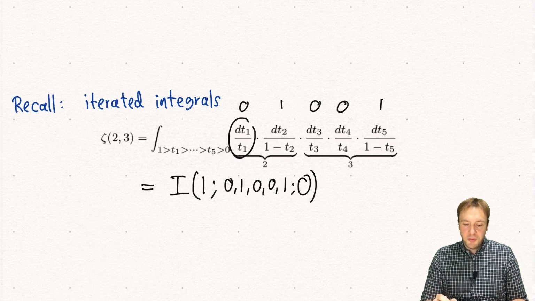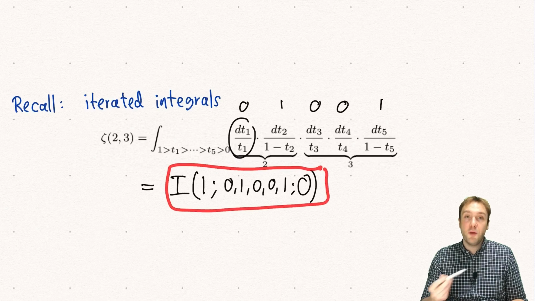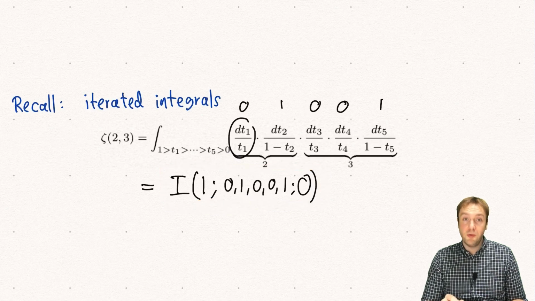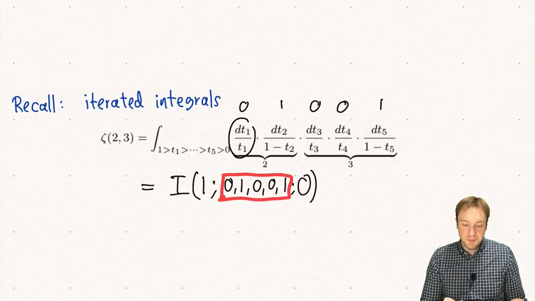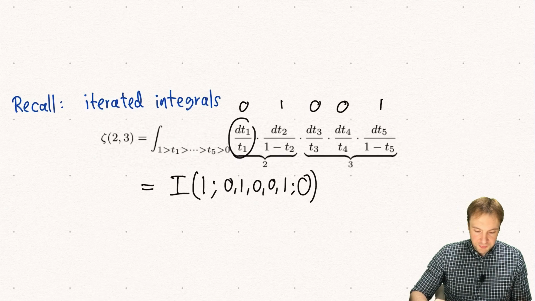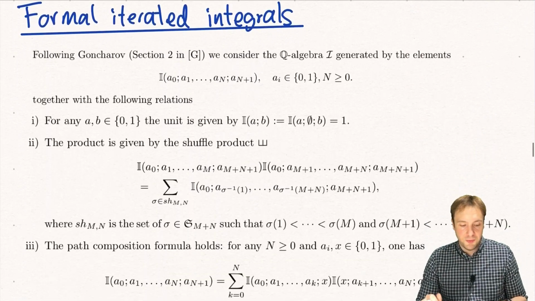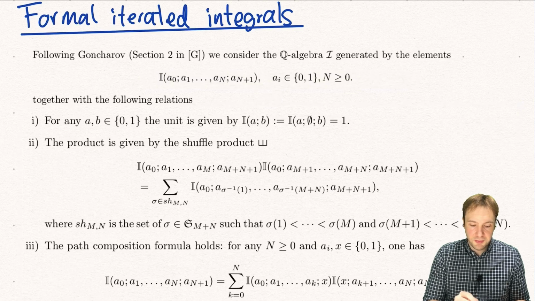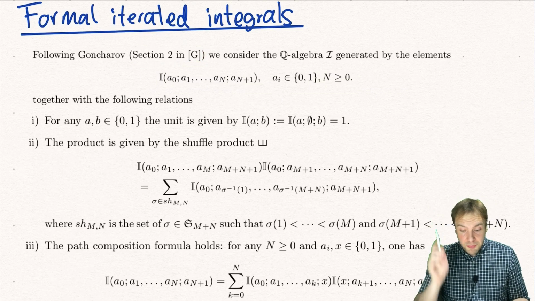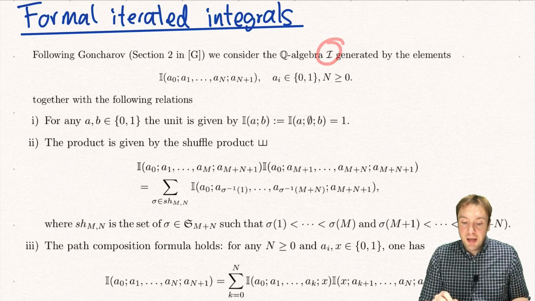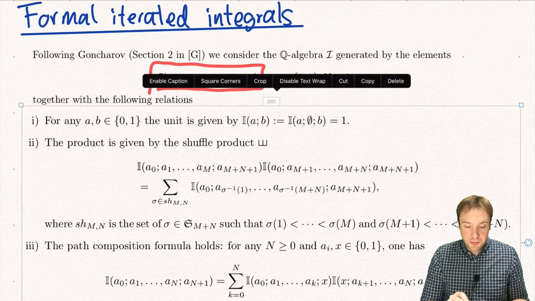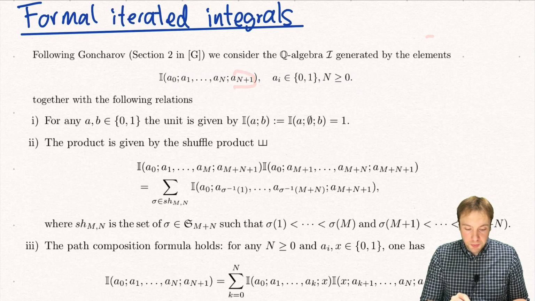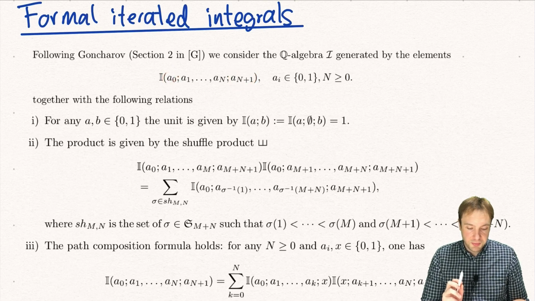So what we will introduce now are formal symbols of exactly this form here. So they will be symbols like this, having some zeros and ones in the middle. And then the product will be given by shuffling these indices into each other. So more precisely, they are given as follows. They were introduced by Goncharov, and you can find the reference in the lecture notes. So we consider the algebra I, the Q-algebra, which is generated by these formal symbols, A0 up to An plus 1. So these are somehow the start and end points of the iterated integral.